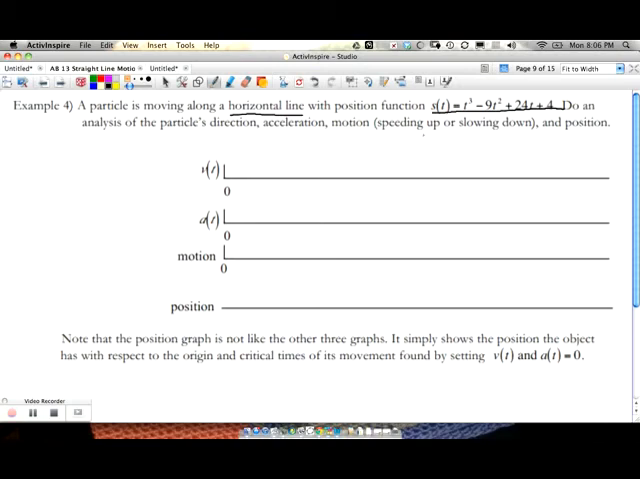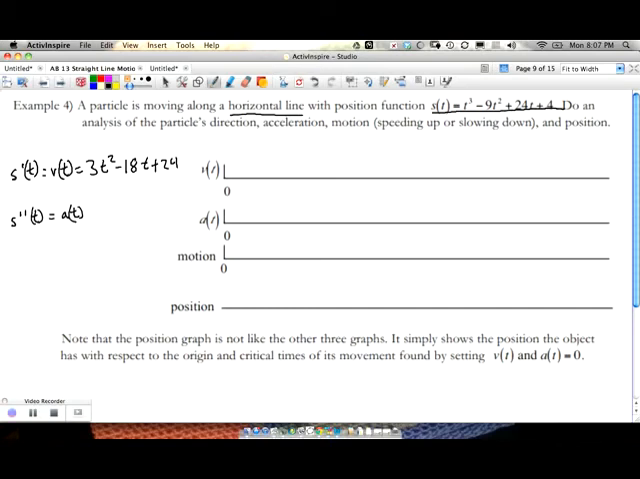So we have the different pieces here. Let's find velocity. That's s prime of t, by the way, equals the velocity, which in this case, the derivative is going to be 3t squared minus 18t plus 24. And then acceleration is going to be s double prime of t, which is the derivative again. Now we have 6t minus 18.